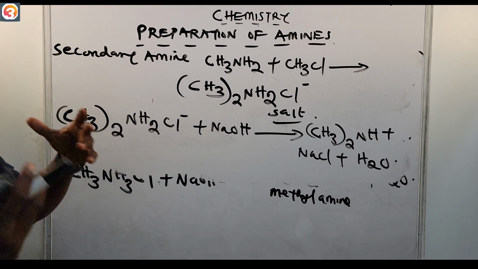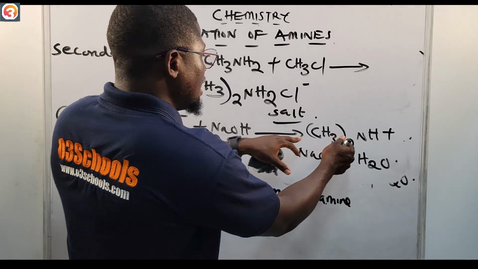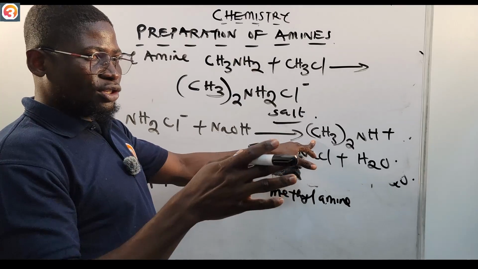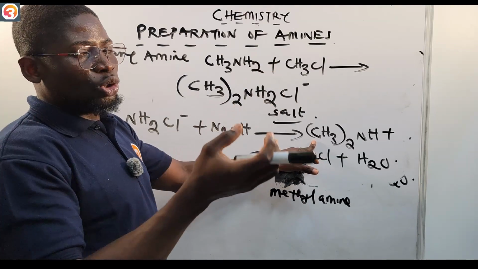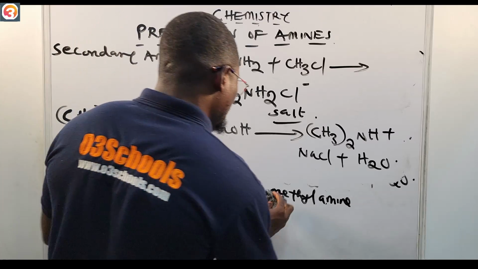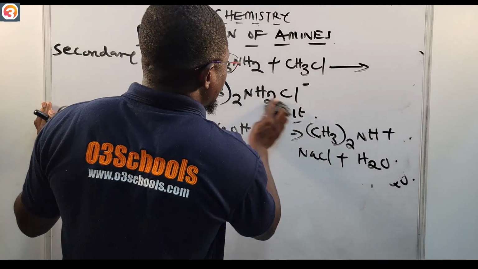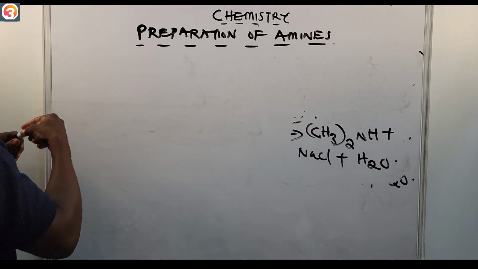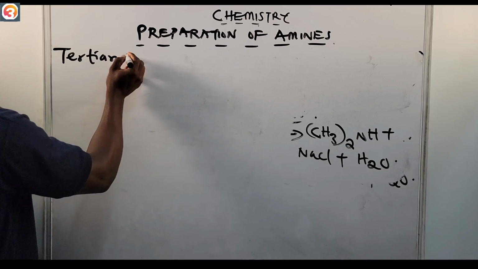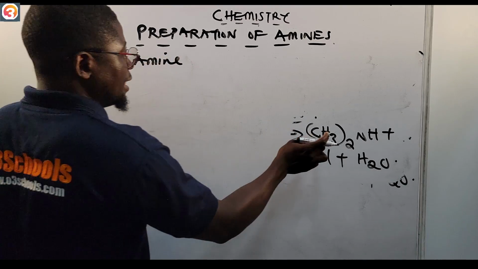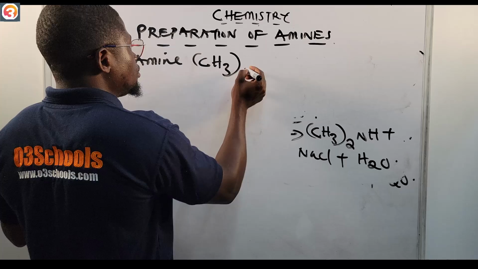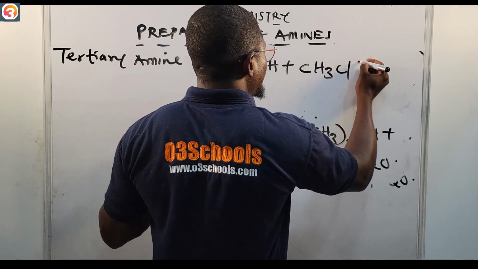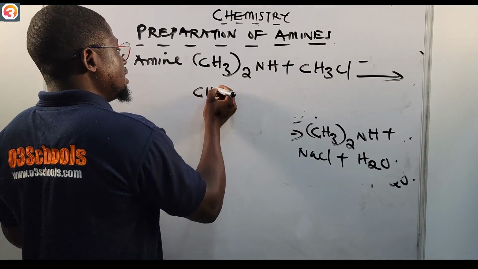Now to produce our tertiary amine, this secondary amine that is formed will react again with the haloalkane to give us another salt, which will in turn react with sodium hydroxide to release our tertiary amine. So let's go. It's that easy. For tertiary amine, this secondary amine (CH3)2NH will react with the haloalkane CH3Cl, which will give us another salt.